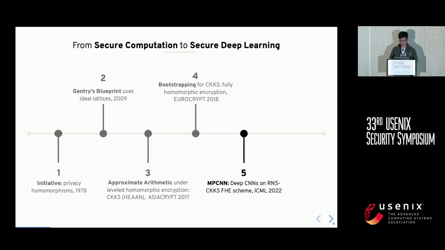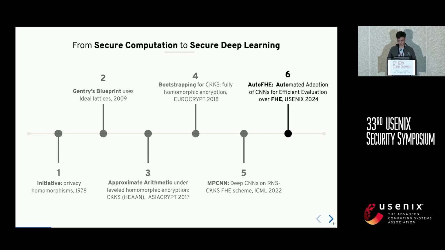MPCNN first demonstrated deep convolutional neural networks under RNS-CKKS FHE. But MPCNN uses high-degree composite polynomials. The performance is very good, but the problem is that they use high-degree polynomials, so they use a lot of levels. So they need to call the bootstrapping operations many times, which makes the latency very, very high. To address this problem, we propose AutoFHE.